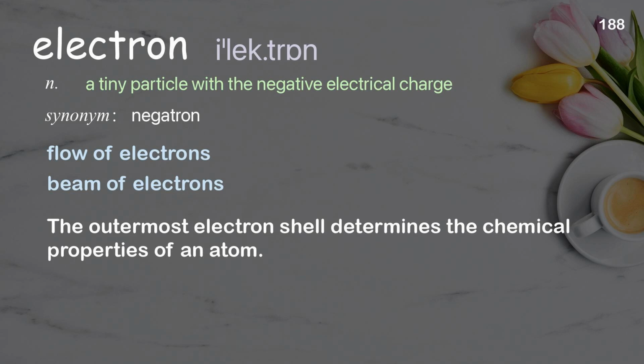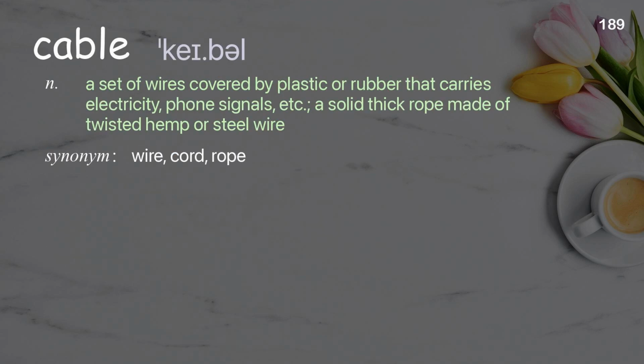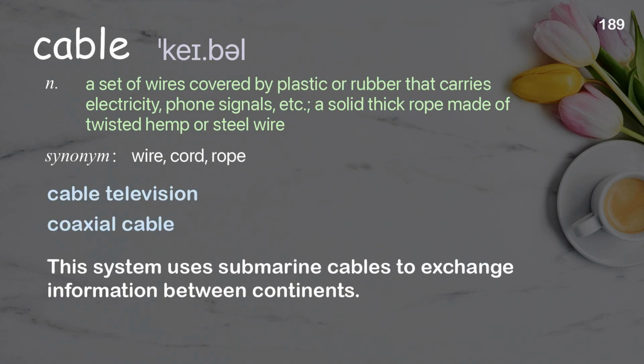Cable. A set of wires covered by plastic or rubber that carries electricity, phone signals, etc. A solid thick rope made of twisted hemp or steel wire. Examples: Cable television, coaxial cable. This system uses submarine cables to exchange information between continents.